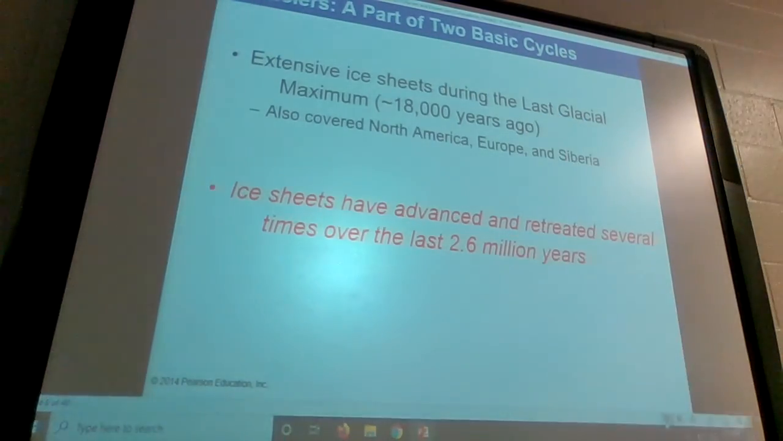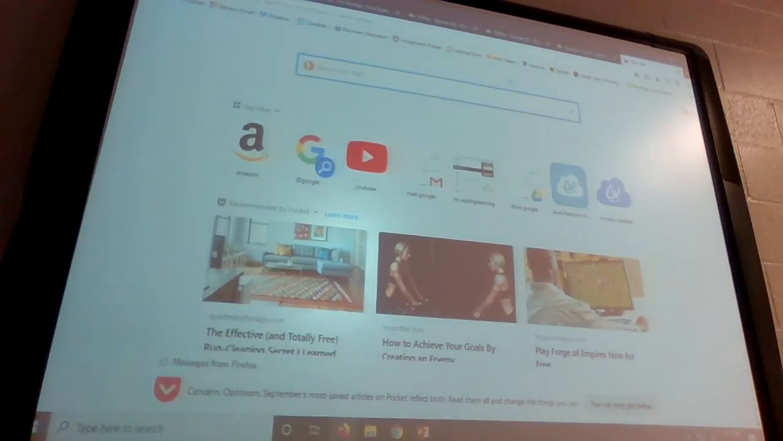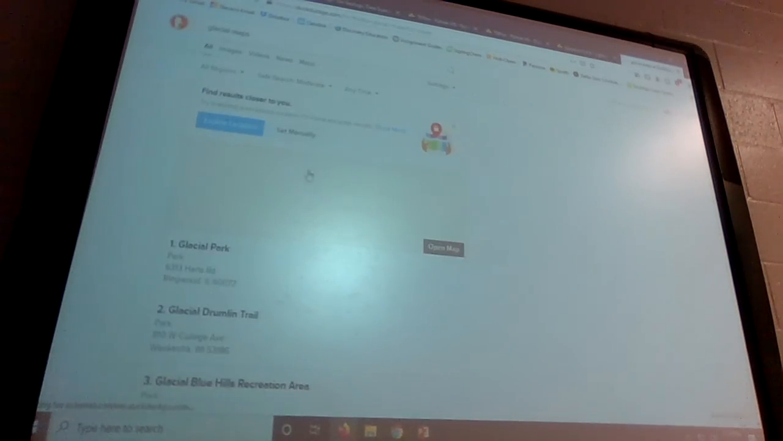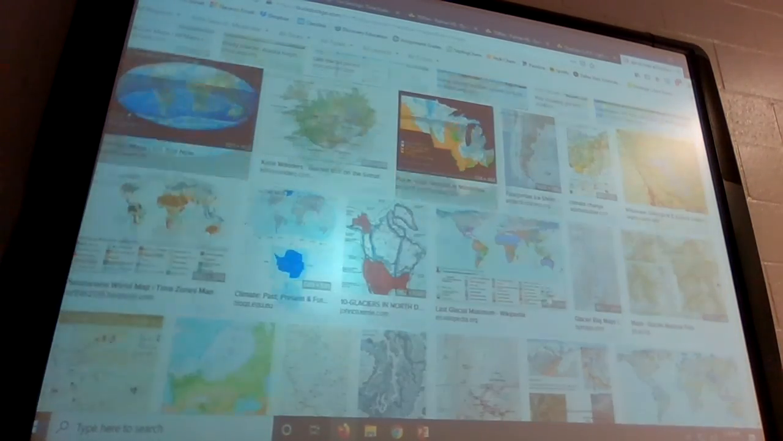Let me pull up one of those images real quick for you. So you can just go into Google and pull this up, open up a slide, and Google glacial maps and images. What's the one I looked at yesterday?